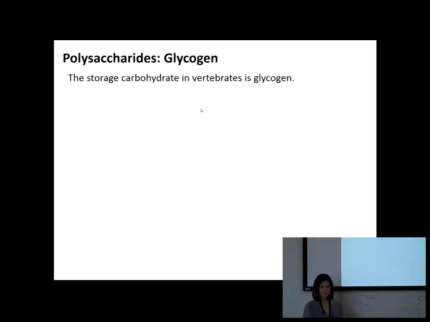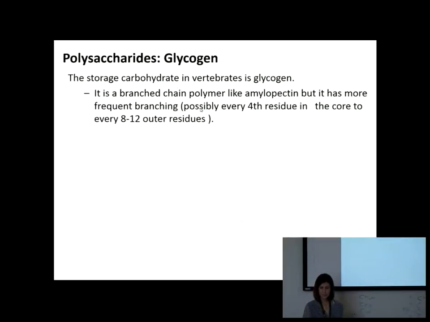Anyway, glycogen is also a starch. However, it's the same thing as our amylopectin, except that it has more frequent branching. Every fourth or every eighth residues. So it is more highly branched. So amylose is just the alpha 1,4 linkage. Amylopectin is alpha 1,4 and alpha 1,6 to give more non-reducing ends. Glycogen is the same as amylopectin, except it has more frequent branching. It's stored in the liver and muscle cells.